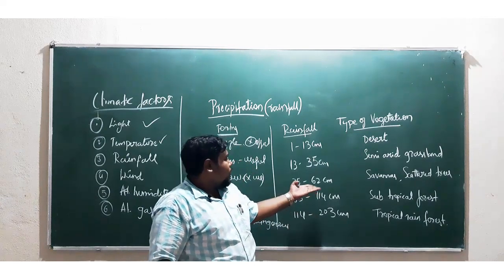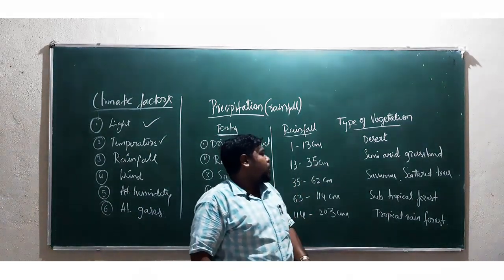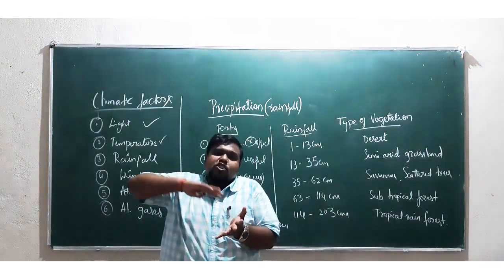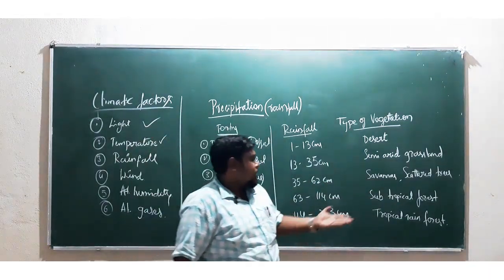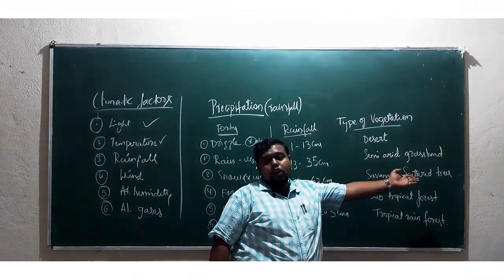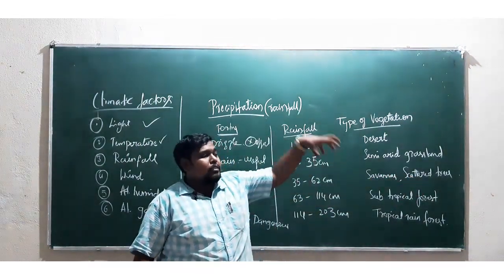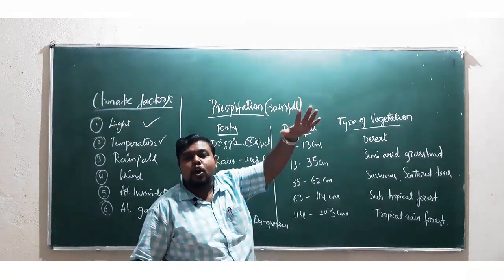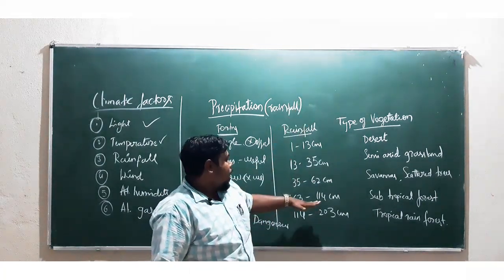And what is the next one? That is 35 to 62 centimeters of rainfall, you can see in the savanna. The shrub-like forest which you see can be called our savannas here, and they also have scattered trees. Meaning in some places, here and there, if you find trees, that condition can be called our scattered trees here. And what is the next one?